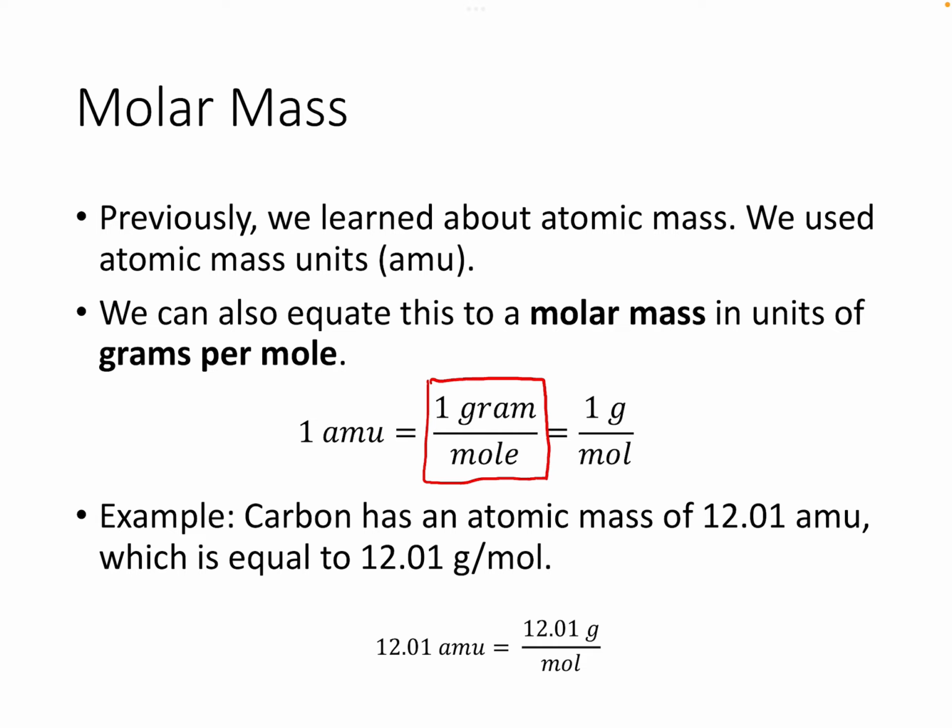So as an example, on the periodic table, we can see that carbon has an atomic mass of 12.01 AMU. And this is equal to 12.01 grams per mole. So notice this is going to help us convert between grams and moles and vice versa, because we can write this as a conversion factor. Notice that we have grams in the numerator and moles in the denominator.